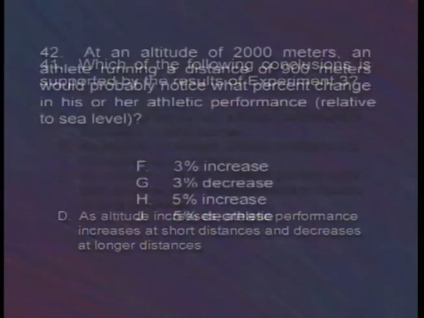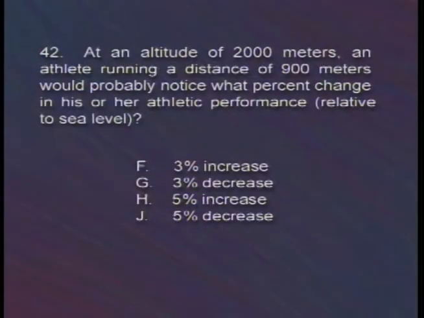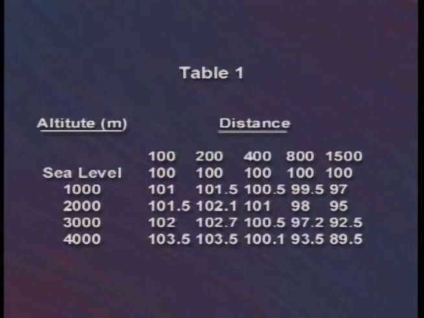Question 42. At an altitude of 2,000 meters, an athlete running a distance of 900 meters would probably notice what percent change in his or her athletic performance relative to sea level. Let's use Table 1. This question asks us to predict new information. For an altitude of 2,000 meters and a distance of 800 meters, the value in the table is 98%.